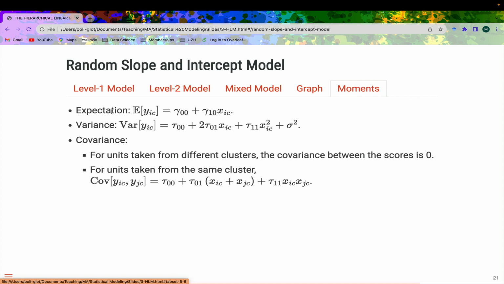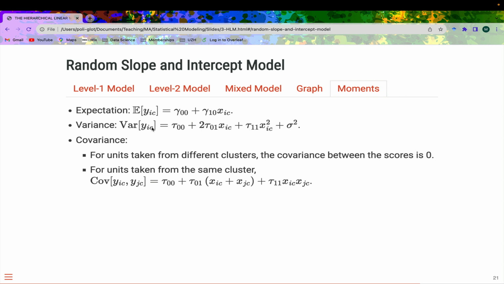Now this is something that we can look at. This is the typical way we would interpret a model of this nature, but I actually find it often quite interesting to also start looking at other things that the model implies. For example, what is the variance of Y? Where do we expect to see the biggest variation? Mathematically, you can derive that the variance of Y_ic is equal to the variance in the intercept plus 2 times the covariance between the intercepts and slopes times x plus the variance in the slopes times x squared plus sigma squared. That is the individual level variance.